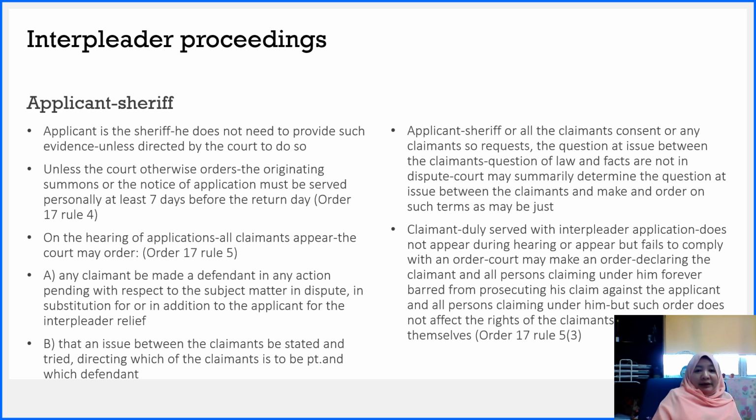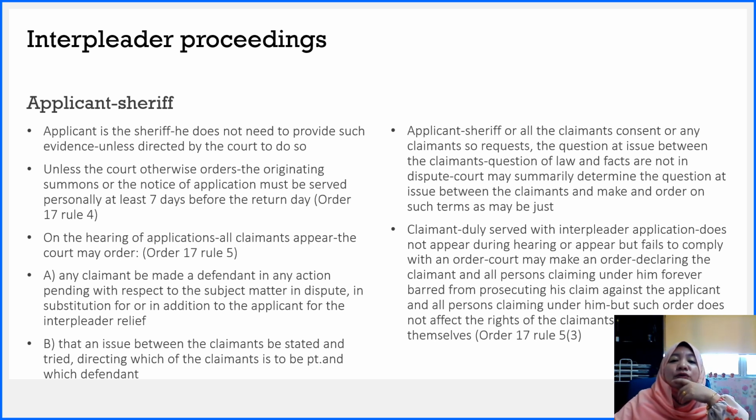The claimant can be made a defendant in any action. An issue between the claimants can be stated and tried, directing which claimant is to be plaintiff and which is to be defendant. That is to be determined by the court. If the applicant or the sheriff or all the claimants consent, or any claimant so requests, and the questions of law and fact are not in dispute, the court may summarily determine the question at issue between the claimants and make an order on such terms as may be just.